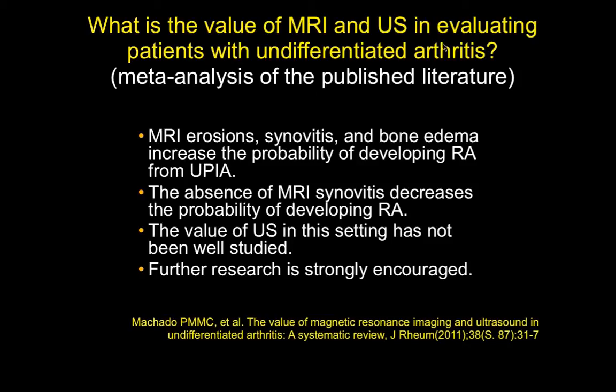What is the value of MRI and ultrasound in evaluating patients with undifferentiated arthritis? They did a meta-analysis looking at all the published studies, and these are a real problem. I think at this stage these meta-analyses aren't very useful, because a lot of them are dealing with data that was published 10 years ago, and the technology employed in MR is very different now than it was even 10 years ago. So a lot of the papers used for this are really outdated and no longer relevant. But again, they found that MRI erosion, synovitis, and bone edema increase the probability of developing rheumatoid arthritis in these patients. Absence of synovitis decreased the probability.